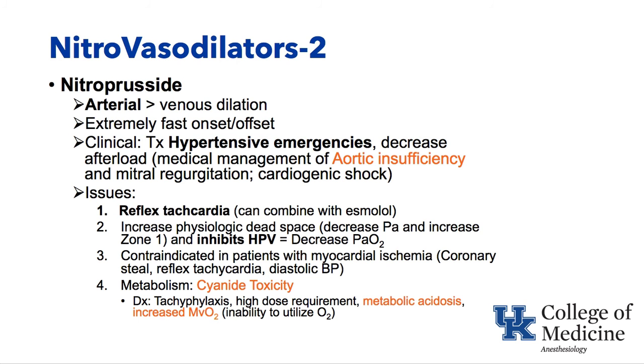In patients with myocardial ischemia, nitroprusside is especially bad because it, 1, can cause coronary steal, 2, reflex tachycardia, increasing myocardial oxygen demands, and 3, decrease the diastolic blood pressure, reducing supply. Another problem with nitroprusside is that a metabolite of this drug is cyanide, and cyanide can build up and cause toxicity.